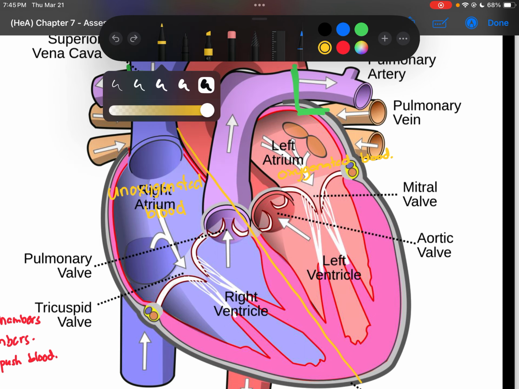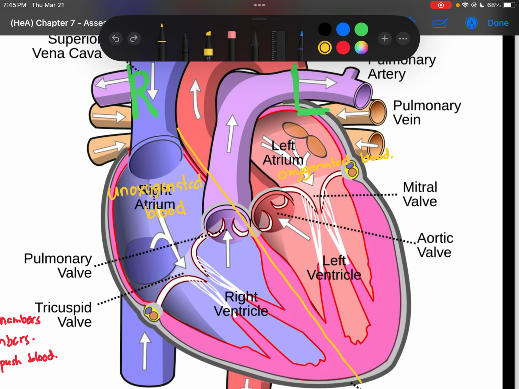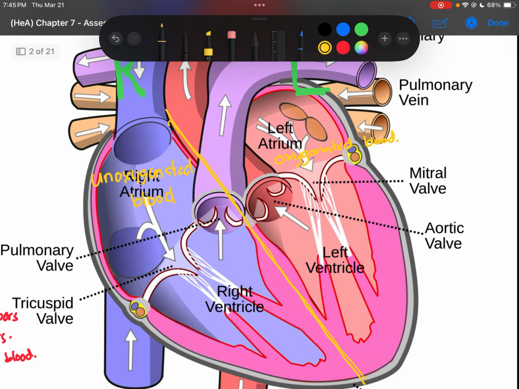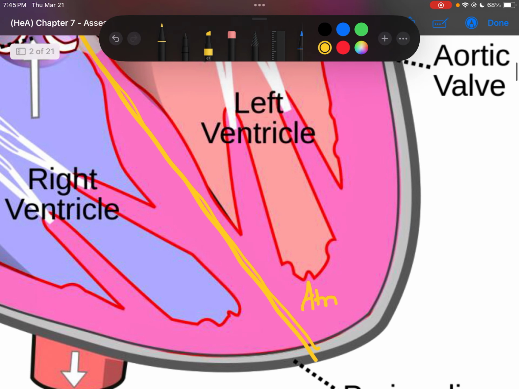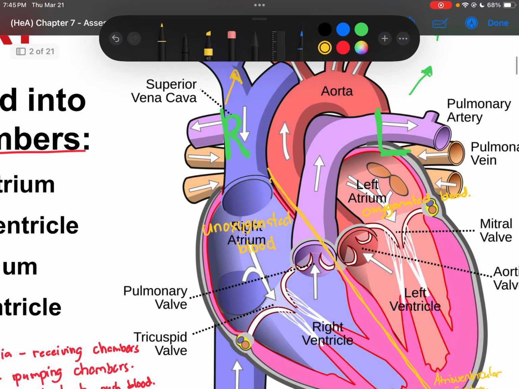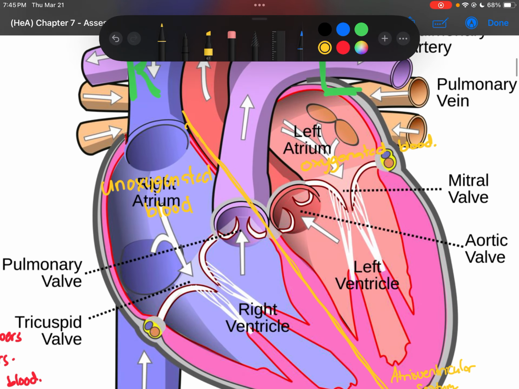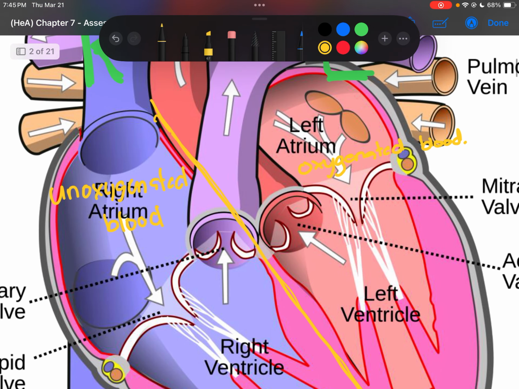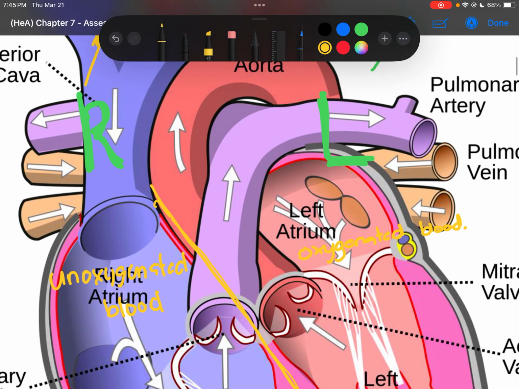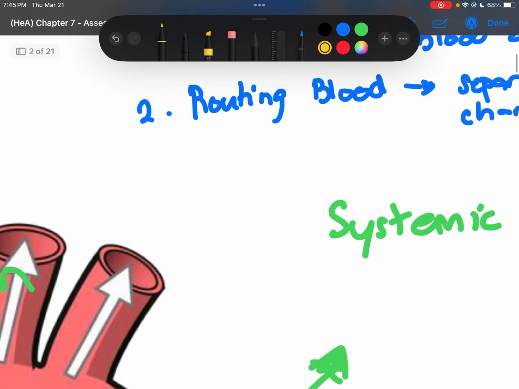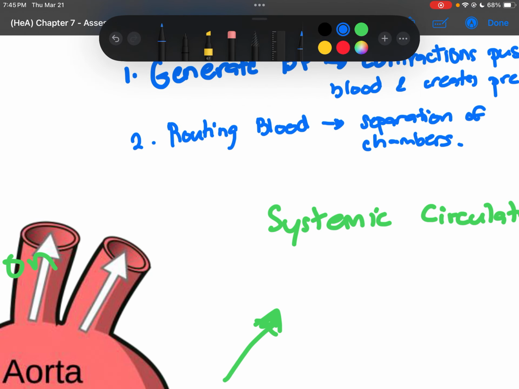We call this our atrioventricular septum. This separates the left and the right side of the heart. Meaning, it also separates the oxygenated and unoxygenated blood. That's why there is routing of blood.